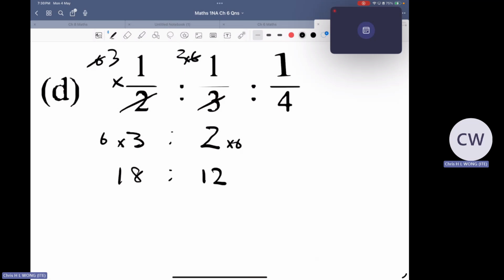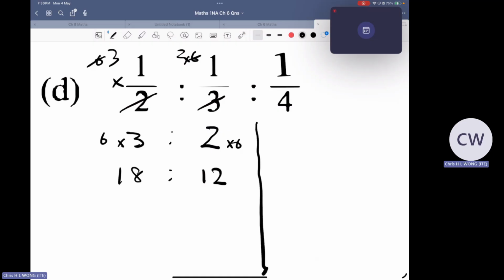I'm trying to make this into a common number. Now I have 18 is to 12. Just an example. Maybe you can make it easier for yourself. Now I leave it already. I stop here. So now I look at the second number.